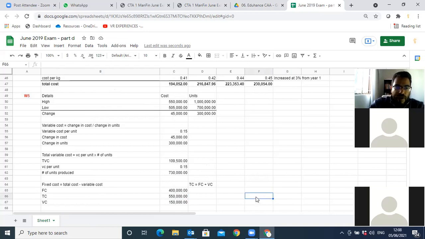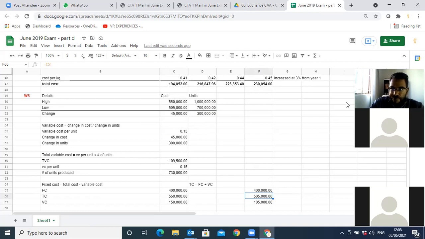Based on low information, my total cost is 505. I worked out variable cost per unit, which is 15 cents. So using the low units, it is 700,000, so it's 105. If I work out fixed cost as total cost minus variable cost, I end up with 400,000. So whichever information you use, you should get to the same answer.